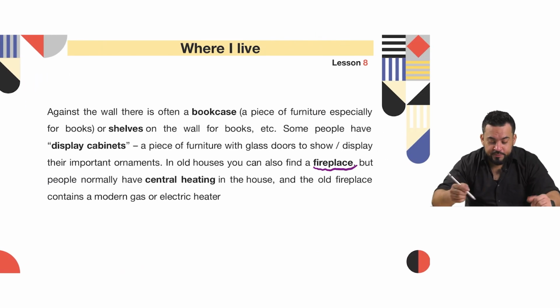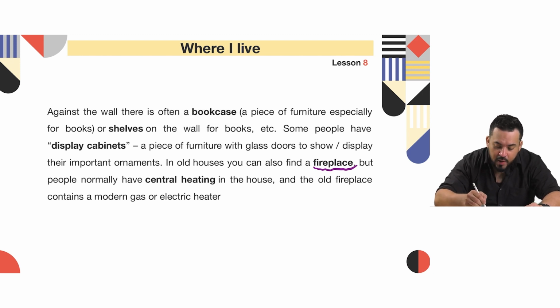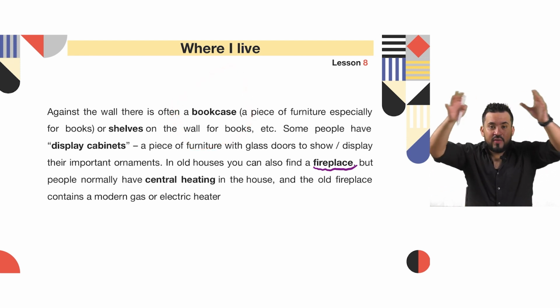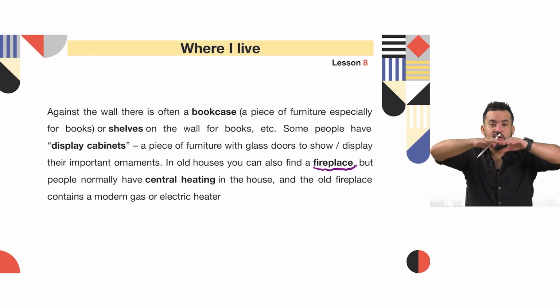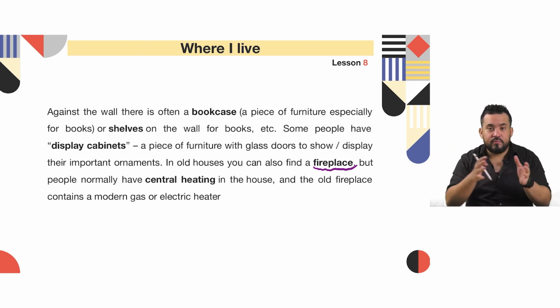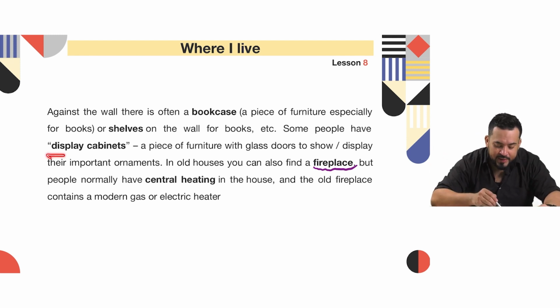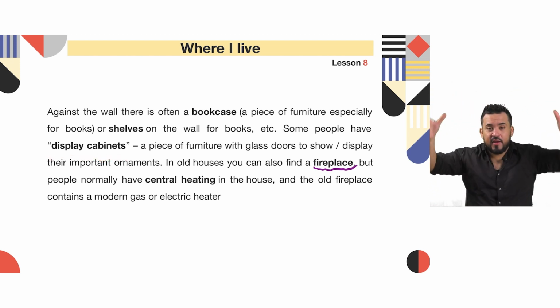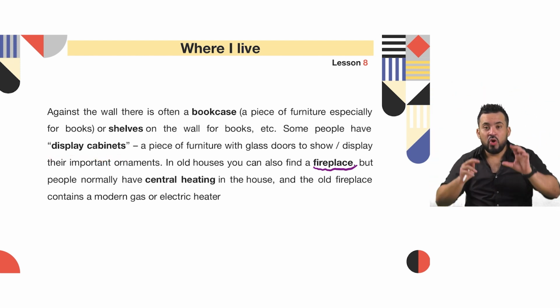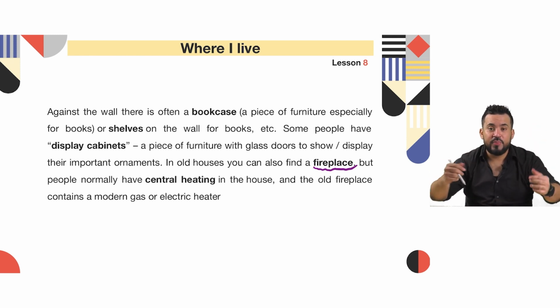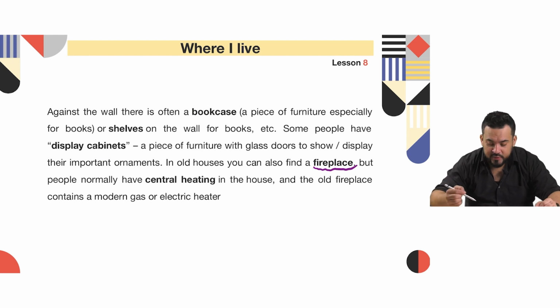We're still in the living room. We have also a bookcase, which is where you put all your books. You have like a piece, like a cabinet with shelves, and you put all your books there. Or you can also call it bookshelves. Display cabinet is like another cabinet with a glass door where you put the things, the ornaments or the decorations that you want other people to see. You put them in a display cabinet.